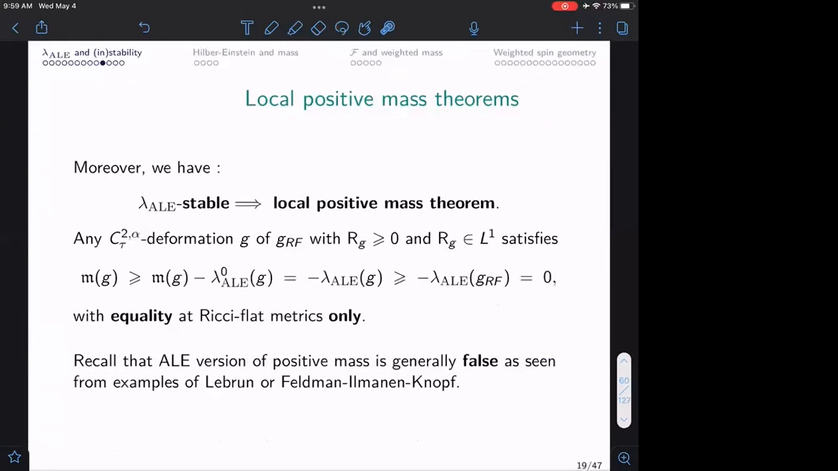Wait, I don't understand what happens in the inequalities when you have the examples from below. They are not Ricci-flat, so I can't even talk about the stability of these metrics. They are just very far away from a Ricci-flat metric, if you want. So this is a local statement here. We will have statements which are global, but only on the spin assumption later.